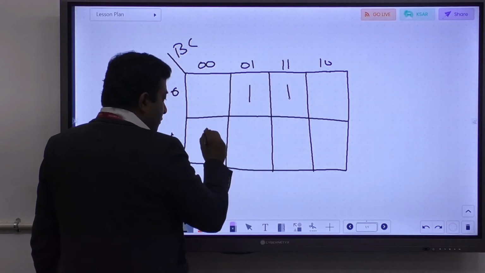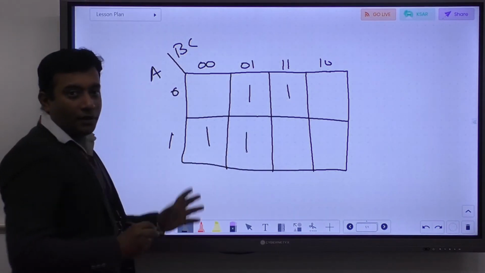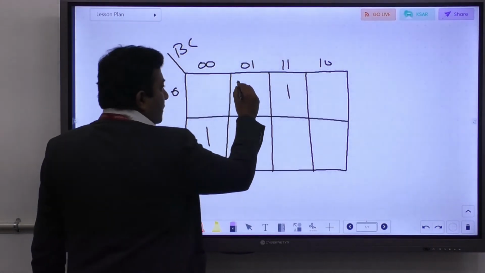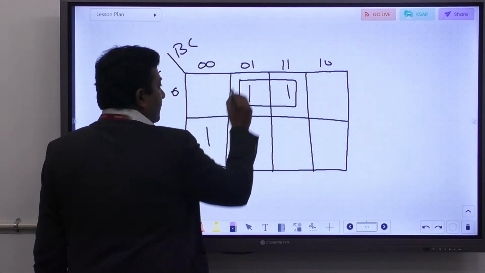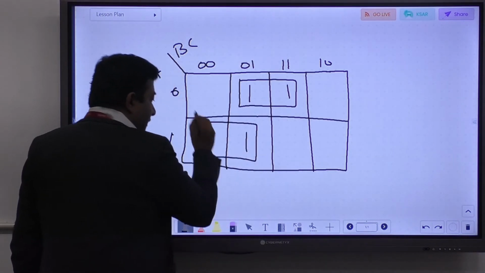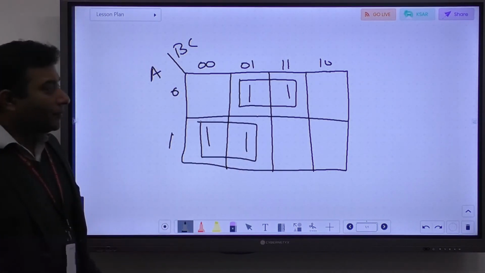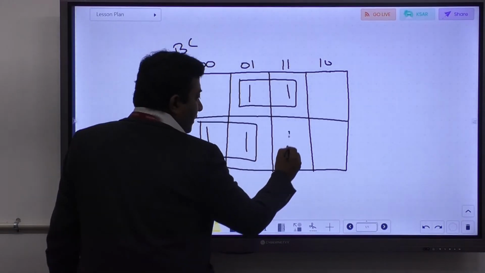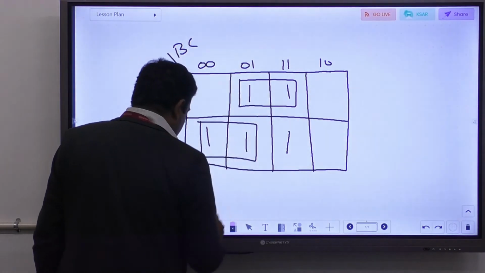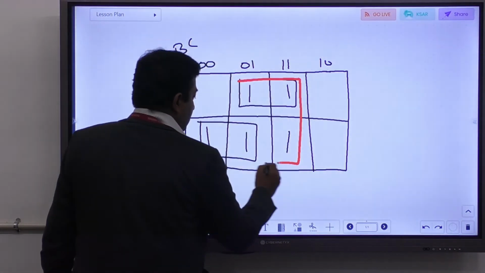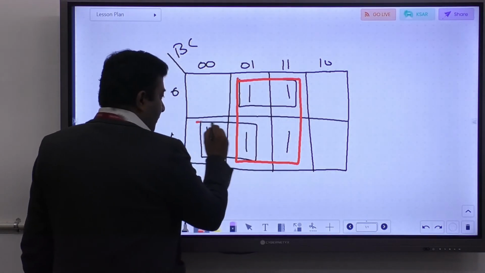If there are minterms over here, we can make a pair again. And there will be only 2 pairs, because once a minterm is covered in a group, and if there are no minterms left, then you need not make any extra pair. In case if we get a minterm over here, what we can do is we can generate a quad and a pair.